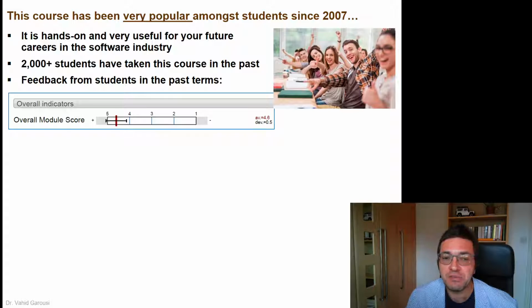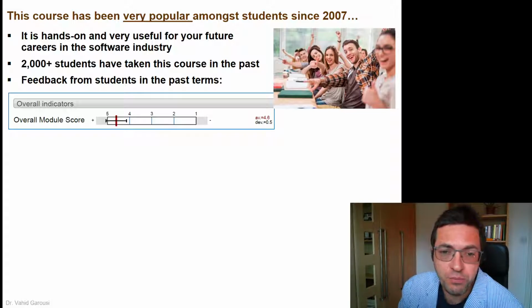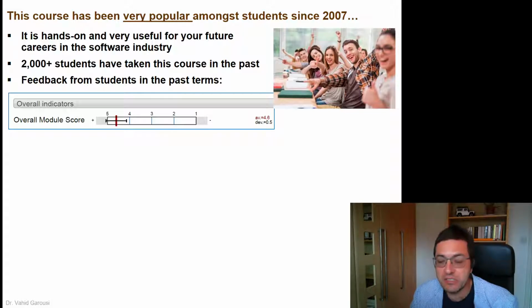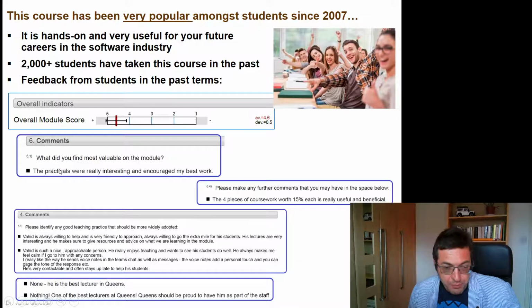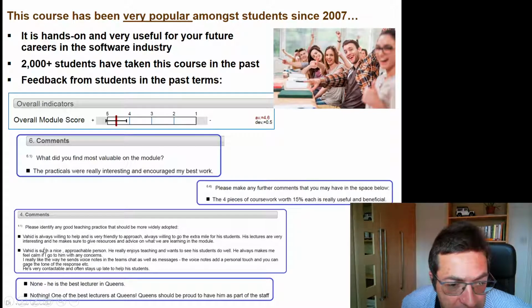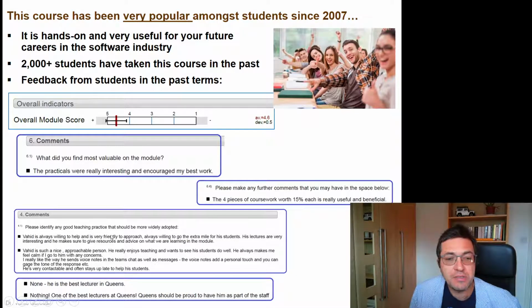I'm going to show you some feedback from the students in the past term. Last semester, the course received a very good score from students, 4.6 as the average out of 5, as you can see in this MEQTQ form. There were lots of positive written comments from students. For example, these students mentioned the practicals were very interesting and encouraged my best work. The 4 pieces of coursework worth 15% is really useful and beneficial. And then some comments about my style of teaching say that he's always willing to help and friendly to approach, etc. So you can also read those comments.